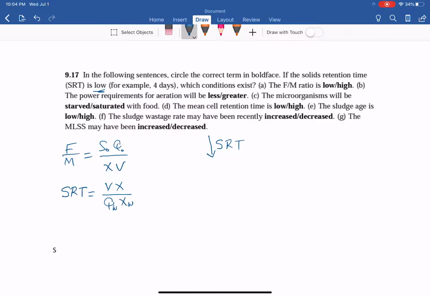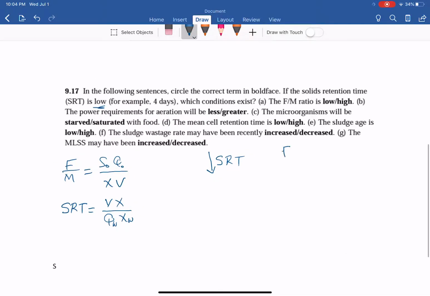The relationship between SRT and F over M is the following. First of all, when you have less sludge age, which means that you are washing off a lot of biomass, which means that biomass is low. Biomass is low and food is high. So if you have lower SRT, you are washing a lot of biomass, so this biomass is small and this would be higher. So F over M is high. Makes sense. That's A.